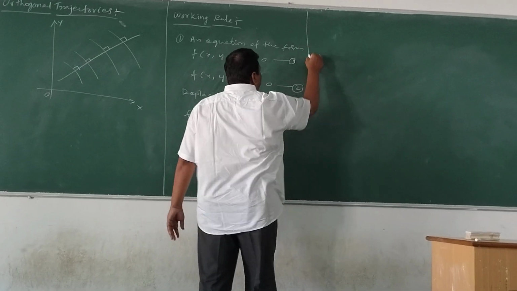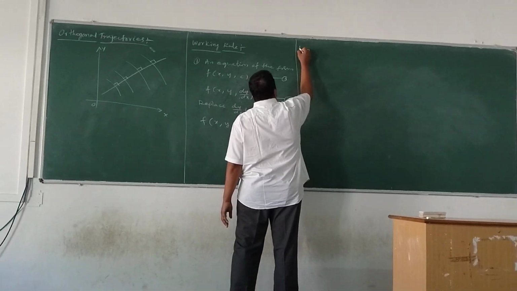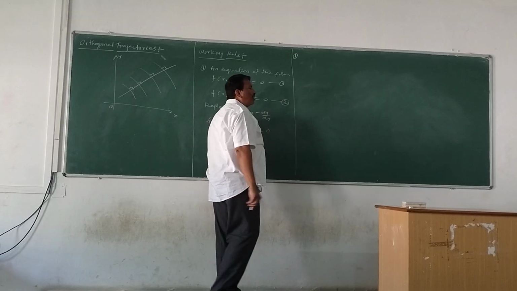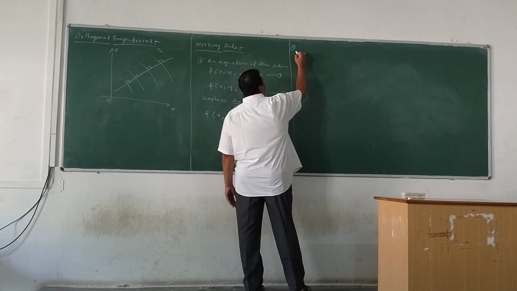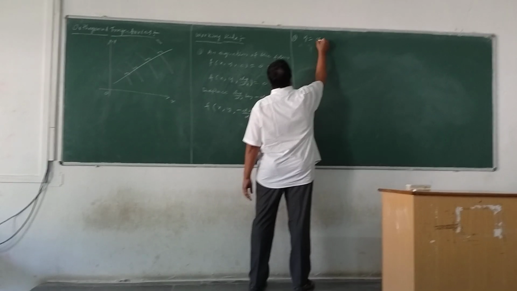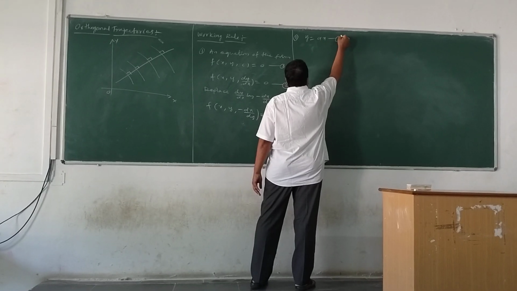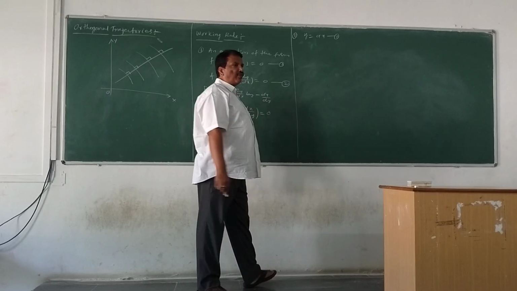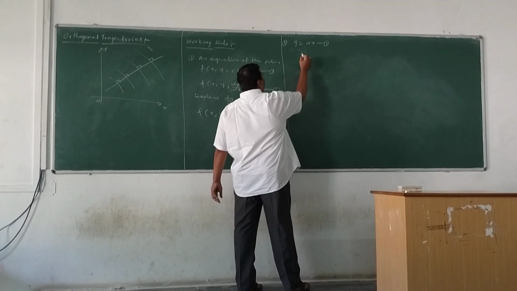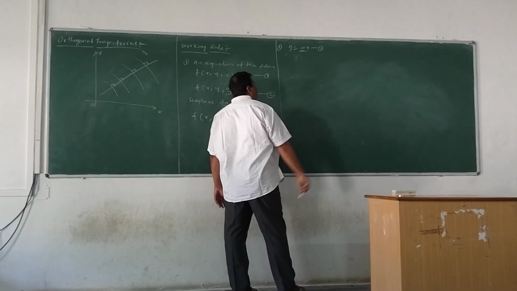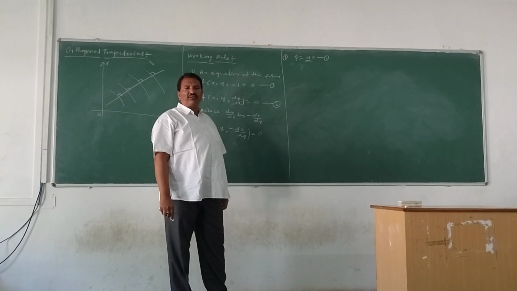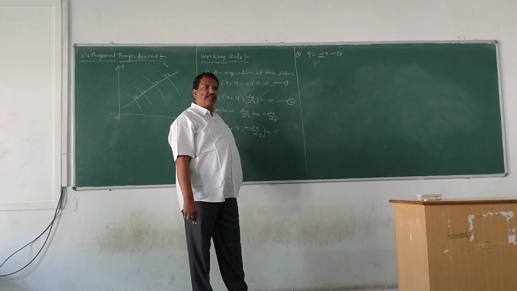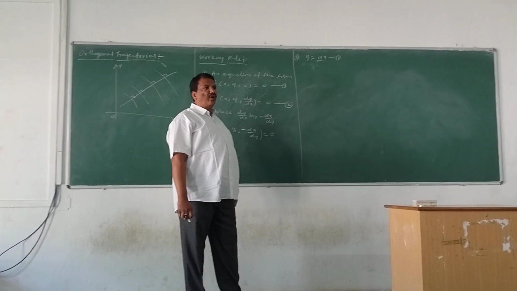Next, we have to see one problem. Find the orthogonal trajectory of the family of curves y equals ax. Suppose this is equation 1. Here, what is the constant? Y equals ax, here a is a constant. We have to eliminate the constant. Already we know the process.